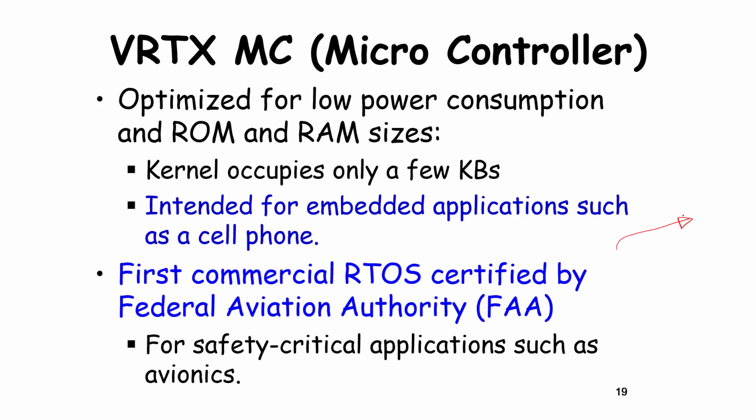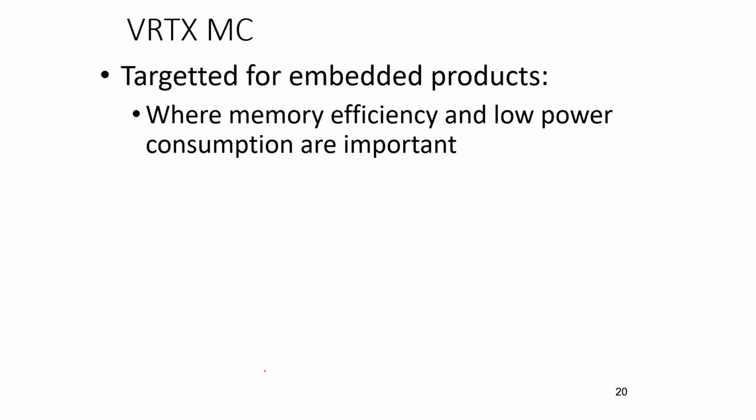So this was the first commercial real-time operating system which was certified for usage on aircraft by the Federal Aviation Authority, which is the regulator in the United States, and for safety-critical applications such as avionics. So basically here there are very stringent requirements. But the fact that many of the real-time algorithms come with guarantees definitely does help.